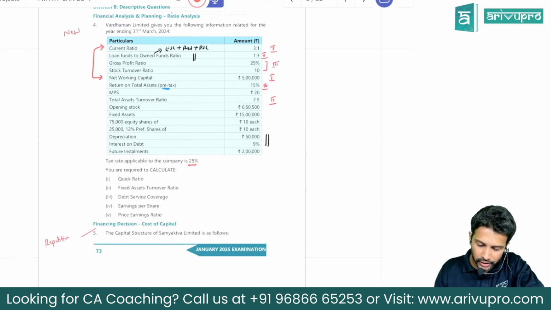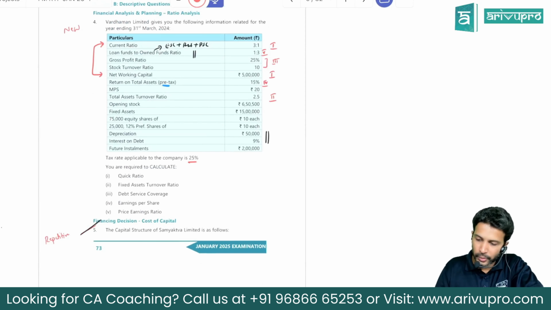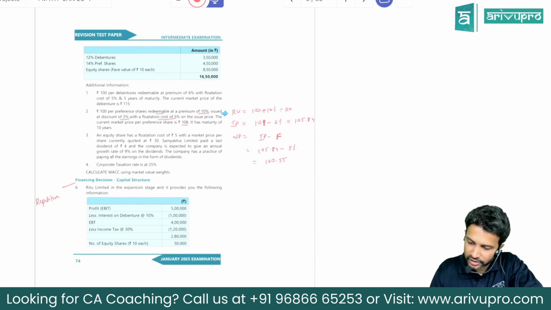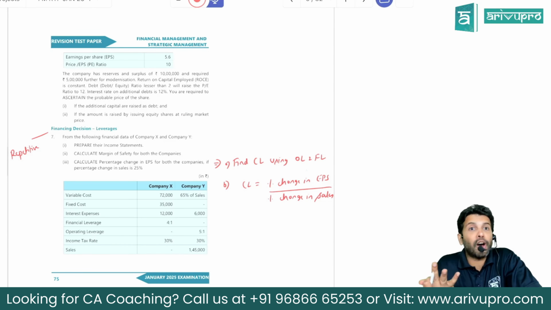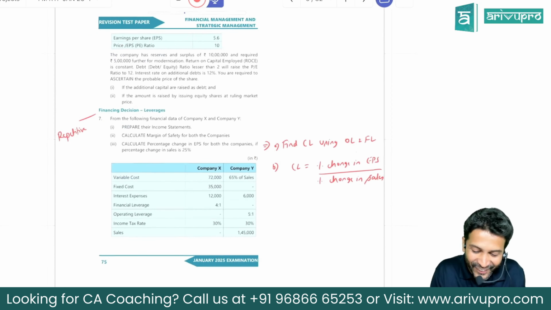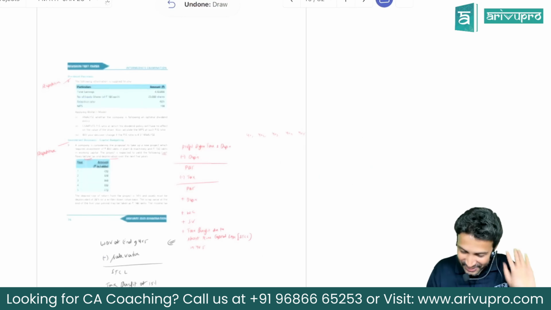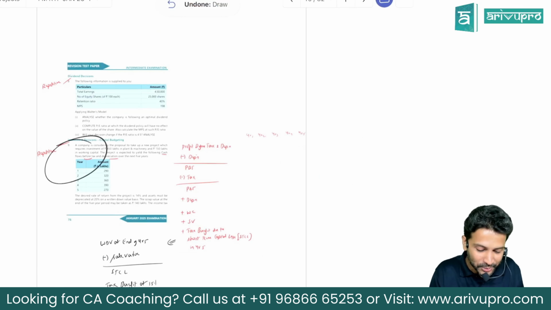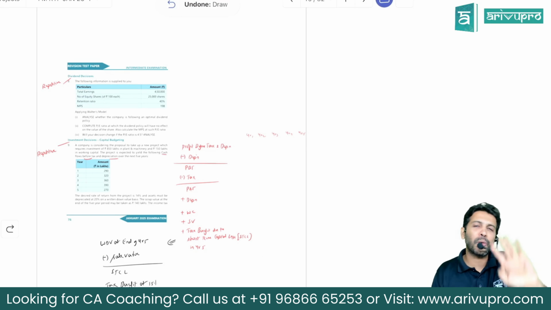Now, I'll tell you the repetitive ones. The fifth one is repetitive. The sixth one is repetitive. Just to give you a little confidence, I'm telling you the repetitive ones. The seventh one is also repetitive. The eighth one is repetitive. The ninth one is also repetitive. That means if you do 2 more questions, the session is over.